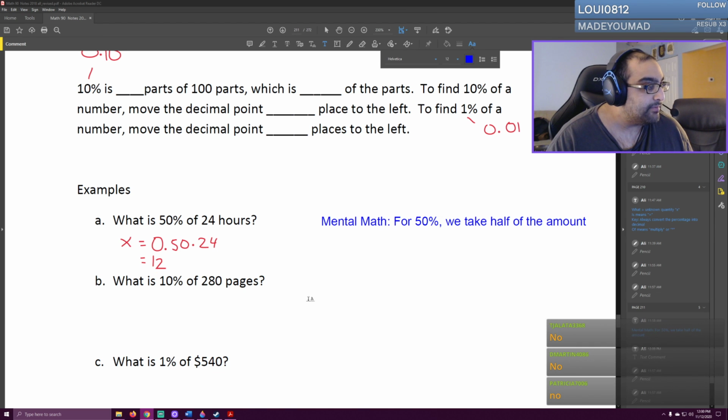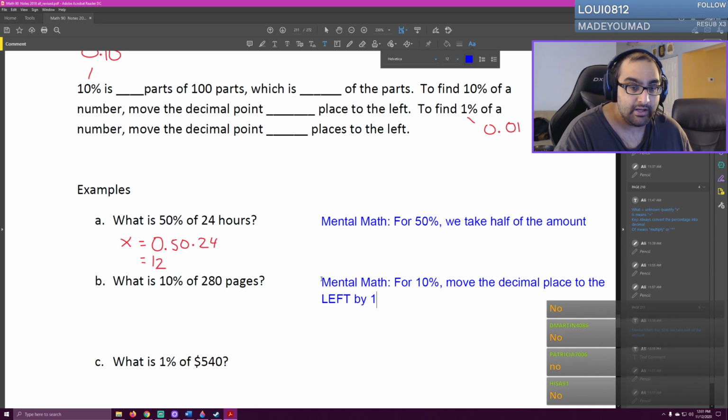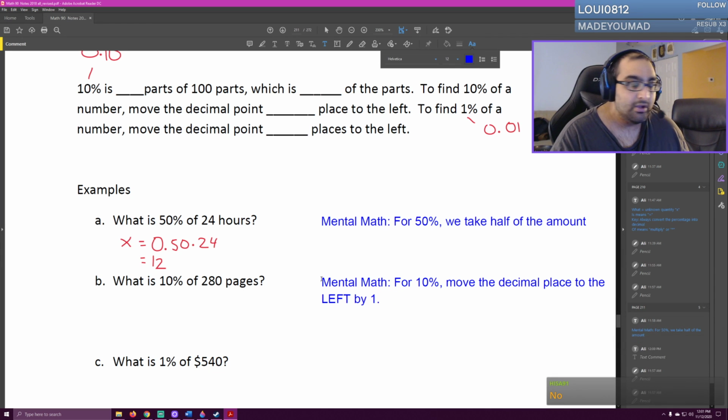All right. Now, what about 10%? How do we do mental math with 10%? So for 10%, what we want to do is move the decimal place to the left by 1 place. So we'll move the decimal place over to the left by 1, and that's going to reflect 10% of the amount here.